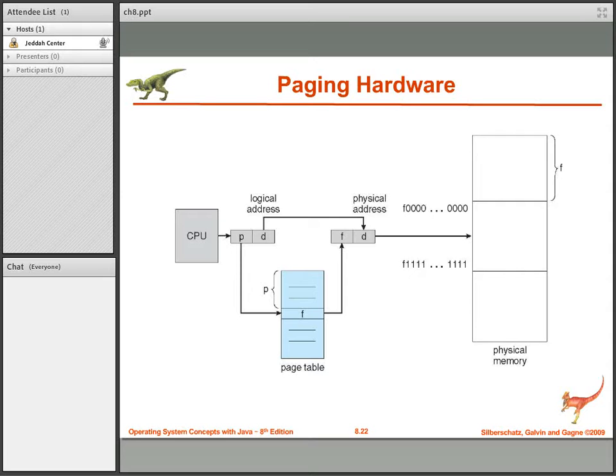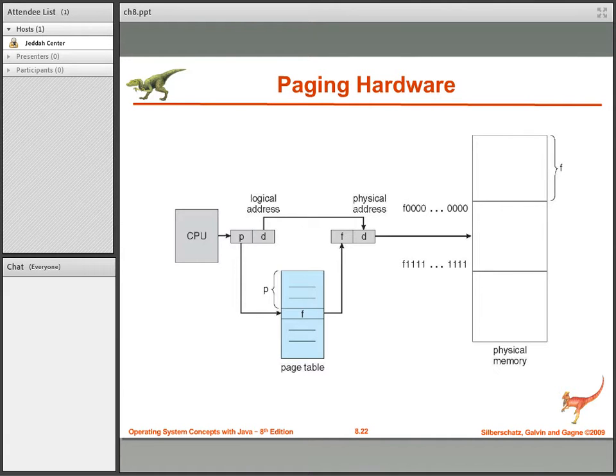This location in the page table gives us the frame where we put it in the main memory. Once we obtain the frame F in the main memory, we add to it the D, which is the offset that we obtained from the logical address, and this gives us the combined total address, the physical address, that points to a certain location in the main memory.